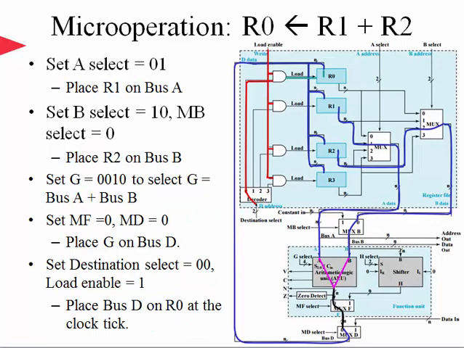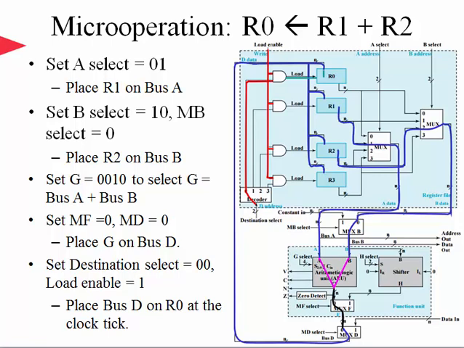The datapath is used for data manipulation, as we mentioned before. For example, consider the microoperation R1 plus R2, and the result is stored in R0. This is called a microoperation. To be able to execute this microoperation, we need to select A to be 0, 1. This will place R1 on bus A, and set B to select 1, 0, and mux B or MB select to 0 so that R2 contents will be placed on bus B.